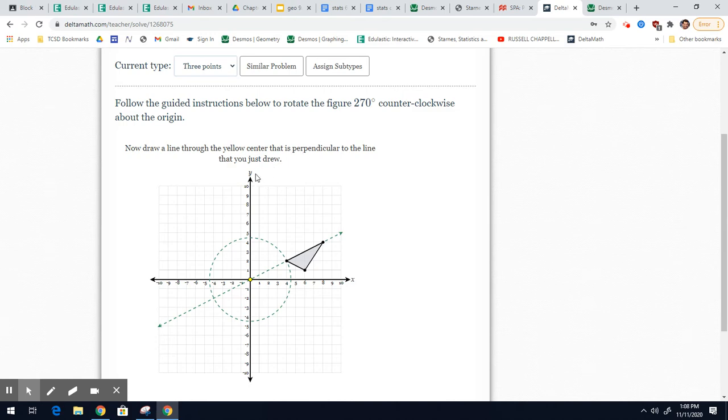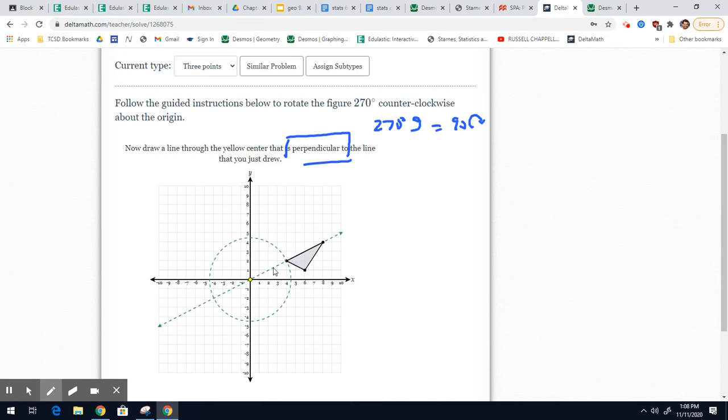Well, why in the world would they focus on perpendicular? Well, you're doing a 270 counterclockwise. Remember that 270 counterclockwise is equal to 90 clockwise. So what they're doing here is they're using the fact that you're going to move in a right angle and do that here.